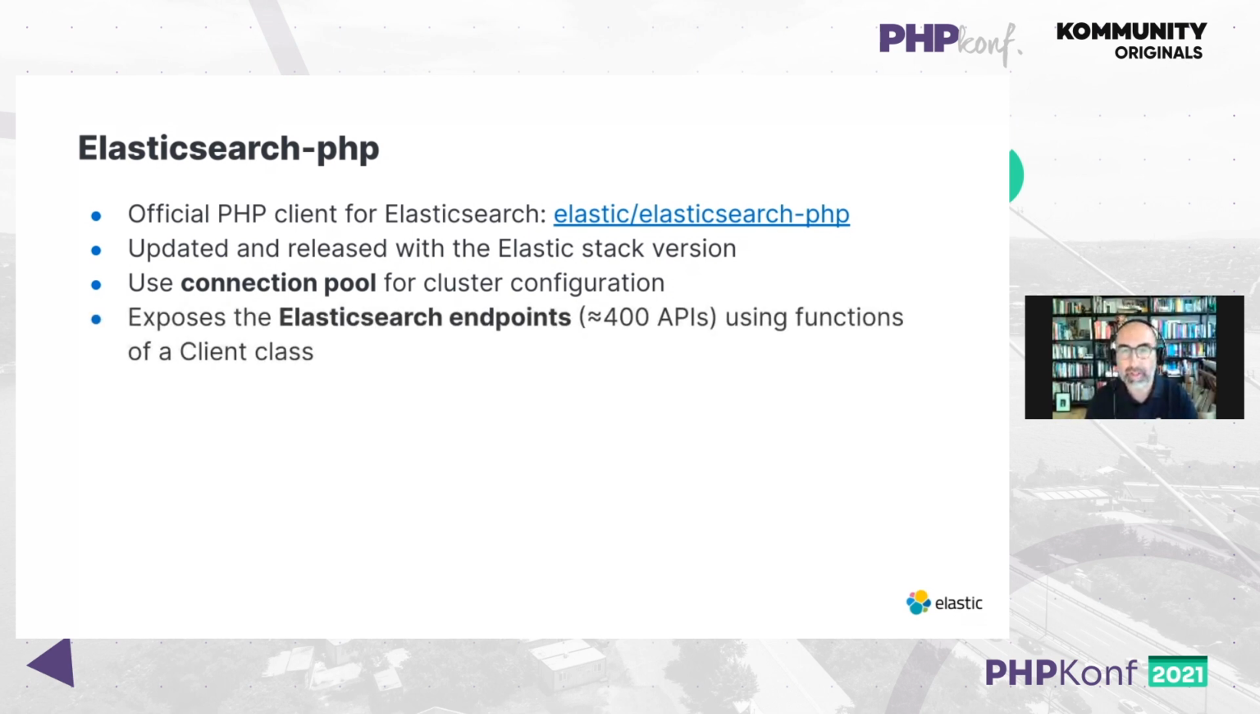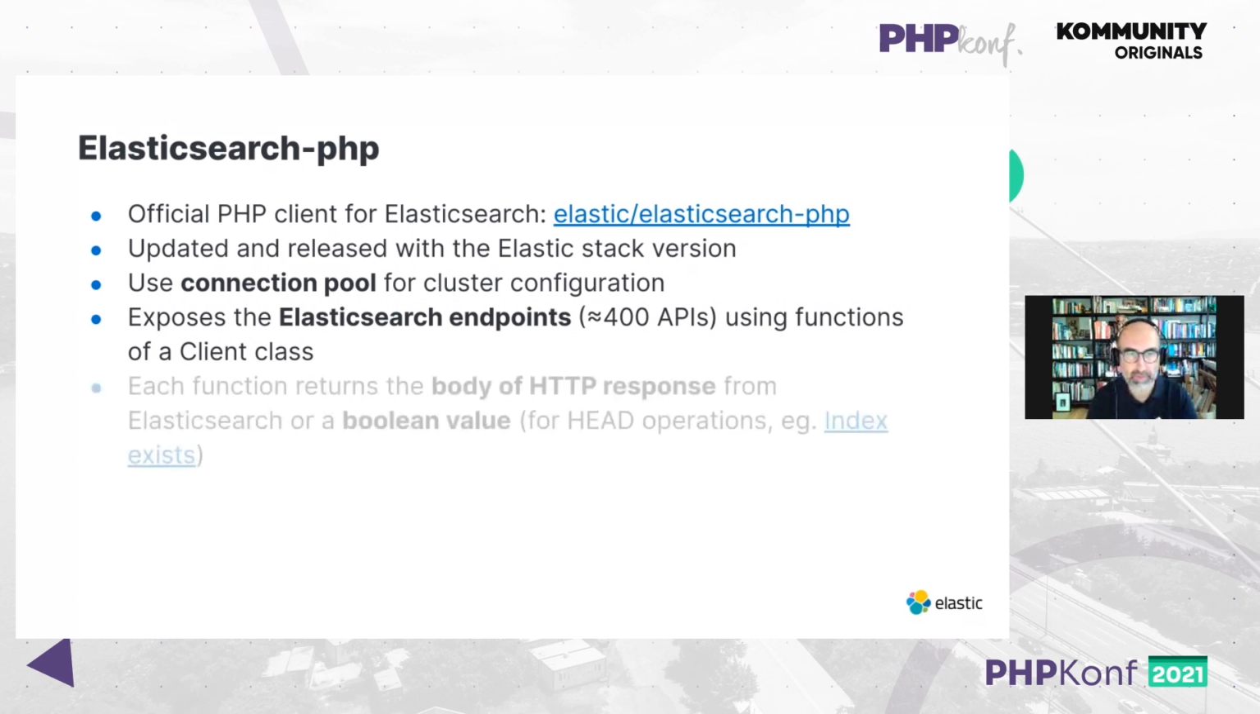As I said, we release on each stack version all the endpoints, all the APIs. And just to give you an idea, right now there are almost 400 APIs available in Elasticsearch, so a lot of APIs. And we expose these endpoints using functions in PHP. So we have a client class with a lot of methods, and these functions are basically the endpoints that you can call to perform the Elasticsearch operation. So very, very easy.